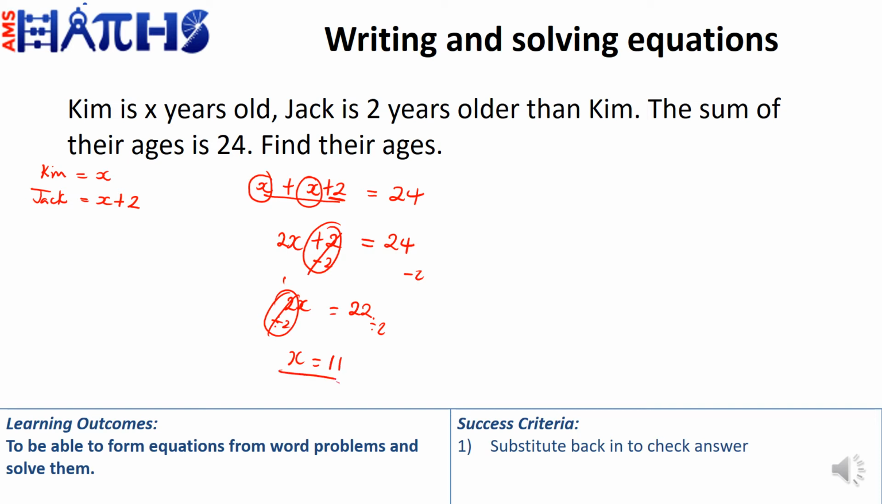So x is 11, and remember x represents Kim's age. The question asks us to work out their ages, so we need to say that Kim's age is 11, and then Jack's age is 11 plus 2, because he's 2 years older than Kim, so that's 13. So Kim is 11 years old and Jack is 13 years old. All right.